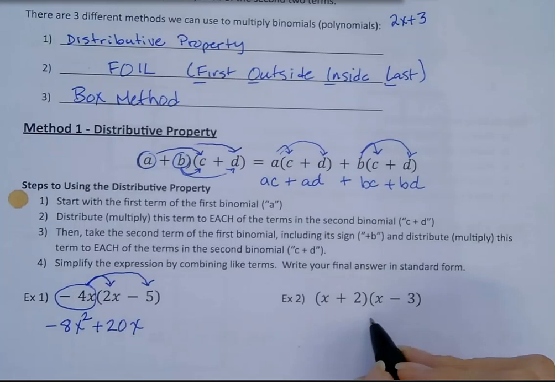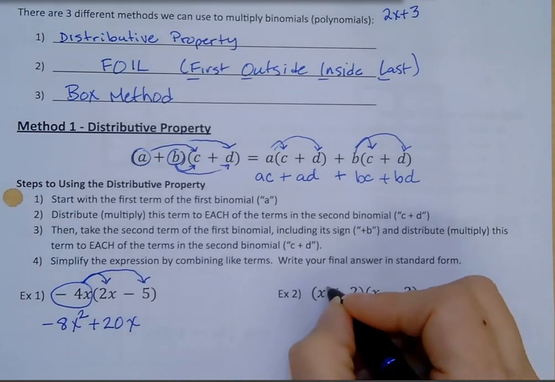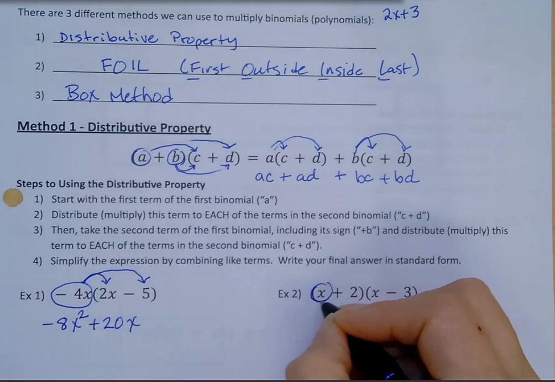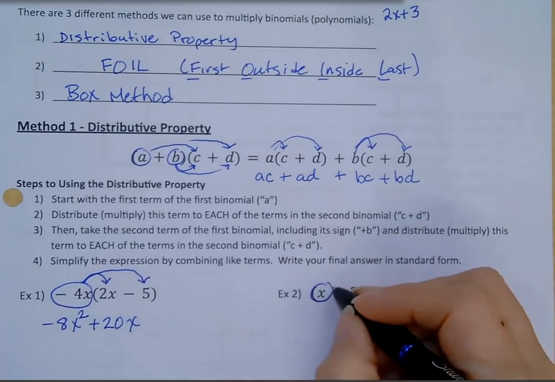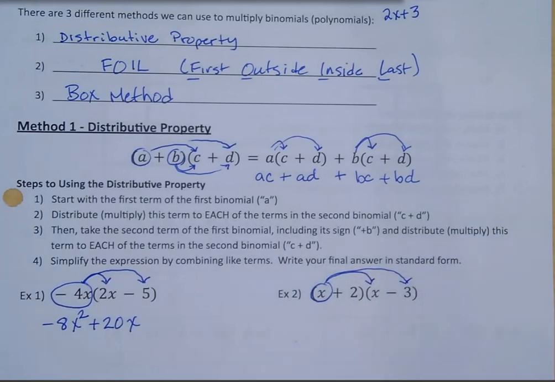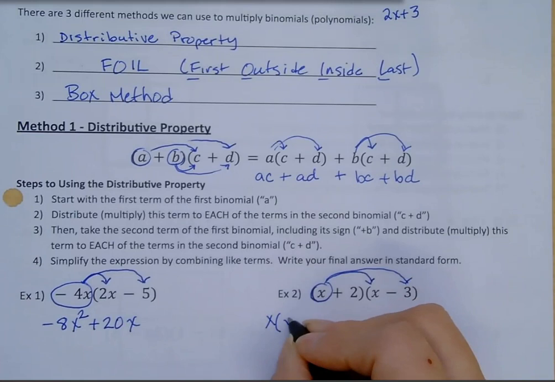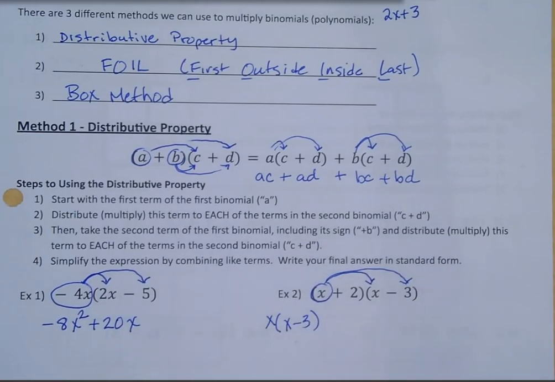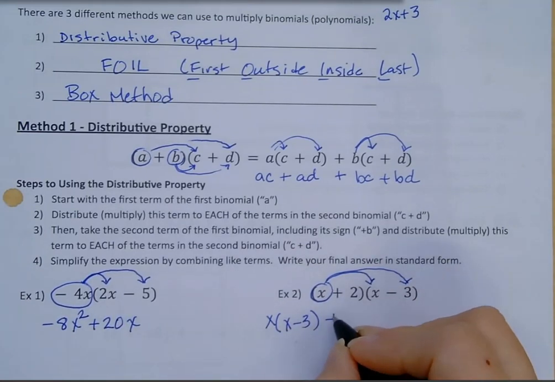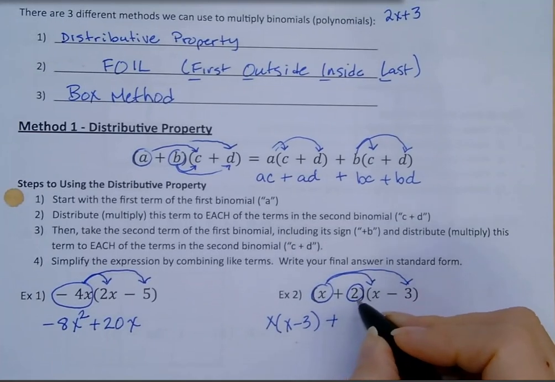Okay, over here, this is our new example. We're going to have a binomial times a binomial. So I'm going to multiply my first term of the first binomial. I'm going to distribute that to everybody in the second binomial. Okay, so it's really x times x minus 3, right? And then I'm going to combine it with my second term.